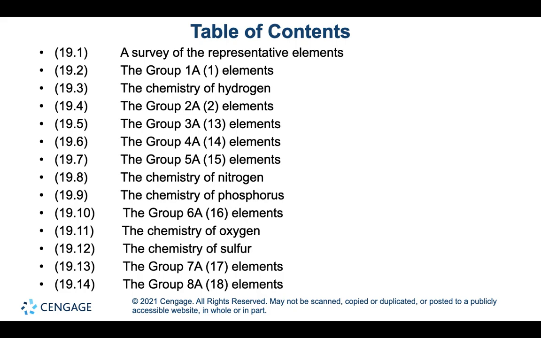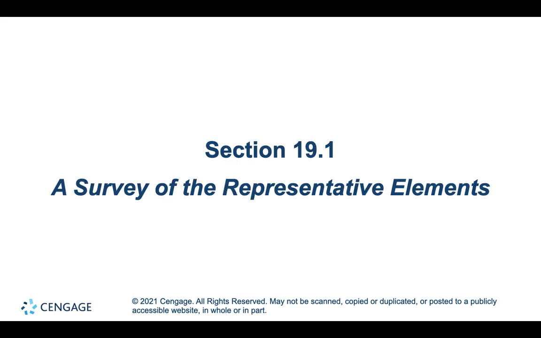a few of the elements we're actually going to focus in on, some of the elements that are very important in chemistry. We see a lot of chemistry that involves hydrogen and phosphorus and oxygen and sulfur, so we'll focus in a little more detail on their chemistry.